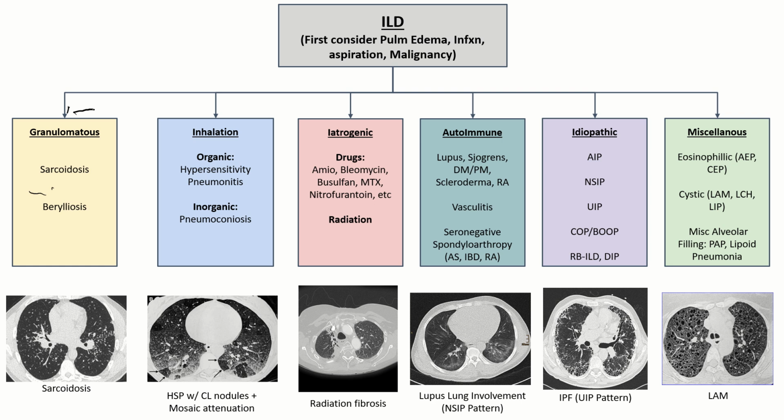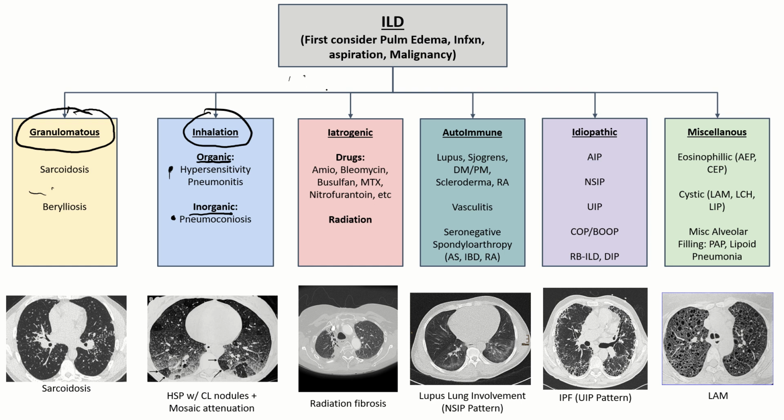This is not necessarily to learn it this way. This is just how I memorize it. So I put in the granulomatous buckets, where you may see mediastinal lymphadenopathy. You might see bronchovascular nodules. I think about inhalation, organic things, which cause a hypersensitivity reaction with hypersensitivity pneumonitis, or inorganic things like pneumoconiosis, which causes damage through reactive oxygen species from these inorganic molecules.